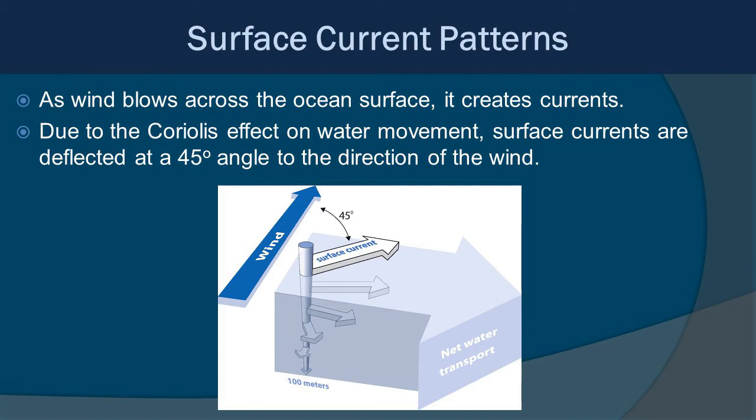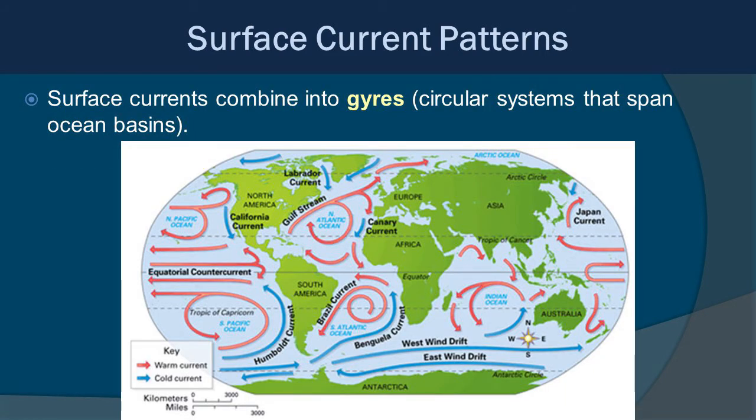Now, the water, as it's being moved in that particular direction, is also impacted by the Coriolis effect. Essentially, surface currents are deflected at about a 45-degree angle to the direction of the wind because water is more viscous and it moves slower. So it has more of an amplified Coriolis effect as it's moving in one direction or another. Now, the result of this is that surface currents combine into these gyres that I talked about before, these circular patterns that span ocean basins.